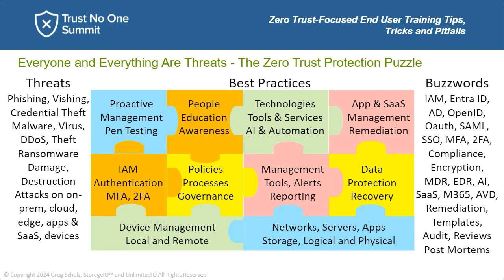So what I've got here is you could look at this as a puzzle, okay? This is a puzzle. Everyone and everything are threats. Everything and everyone are not the same. So why treat everything and everyone the same? Okay, so over there on the left, we've got different threats. Traditional phishing.